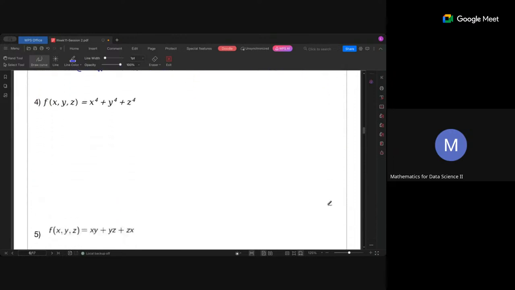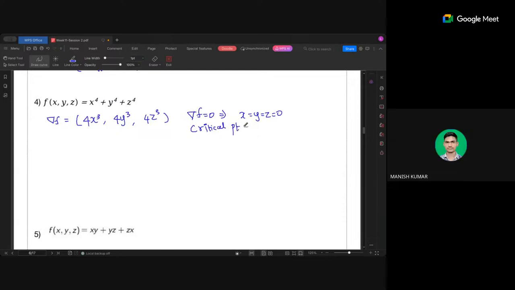Okay, so now let us look at another problem. For this problem, what is your del f? Four x cube, four y cube, and so on. So if del f is equal to 0, you get... What is the only critical point? 0, 0, 0. Yeah.